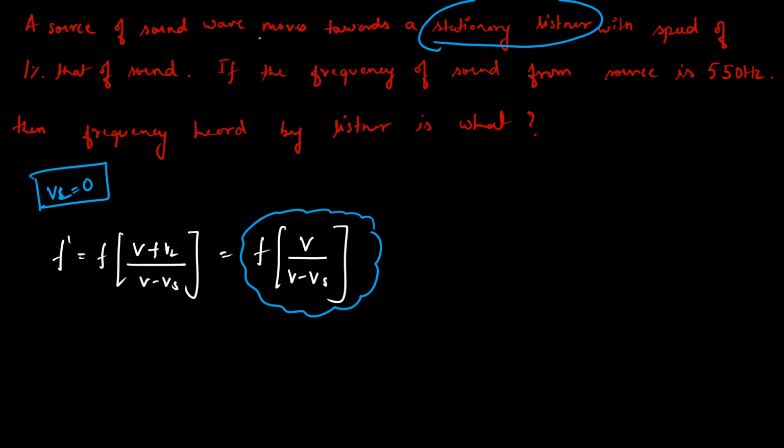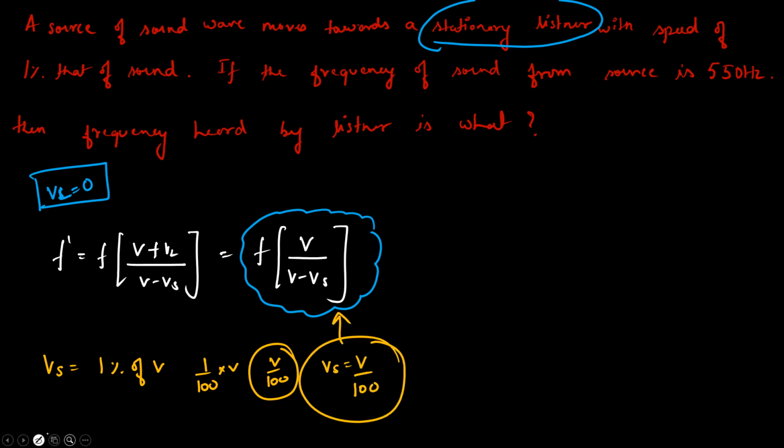A source of sound moves with a velocity 1% of that of sound. So what can be written down over here? Vs is 1% of V, so 1% as in 1 divided by 100 multiplied by V, which is V divided by 100. So Vs is equal to V divided by 100. Now let me substitute this over here. I should be getting my answer, right?